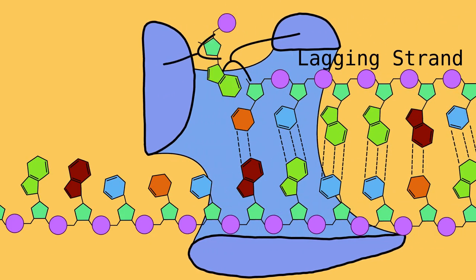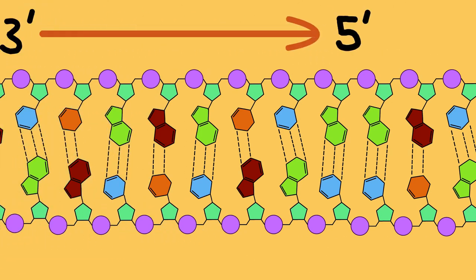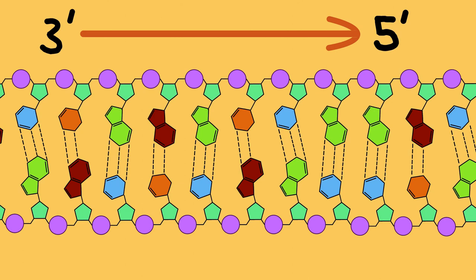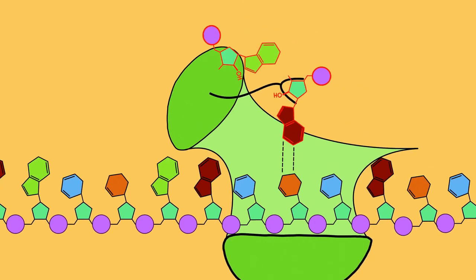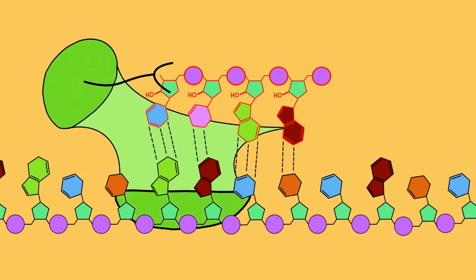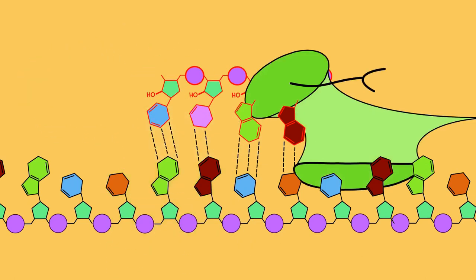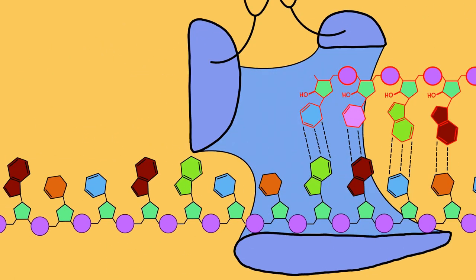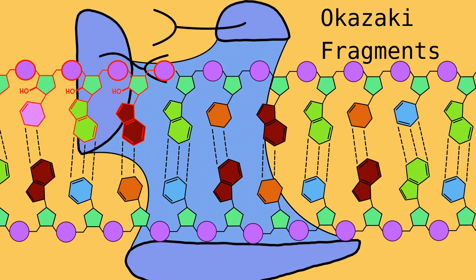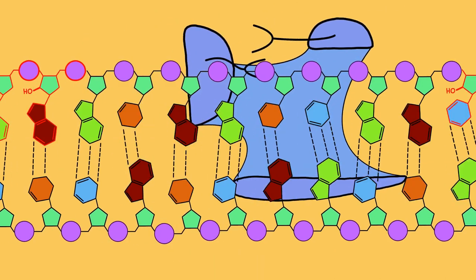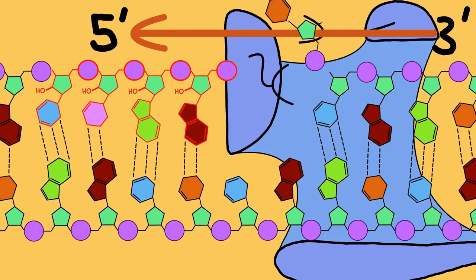The other strand, the lagging strand, is antiparallel, being oriented in the 3' to 5' direction, so is made discontinuously. The RNA primase enzyme makes several RNA primers at various points along the template strand. DNA polymerase then adds DNA bases to the template strand in short sections, called Okazaki fragments, going in the 5' to 3' direction.